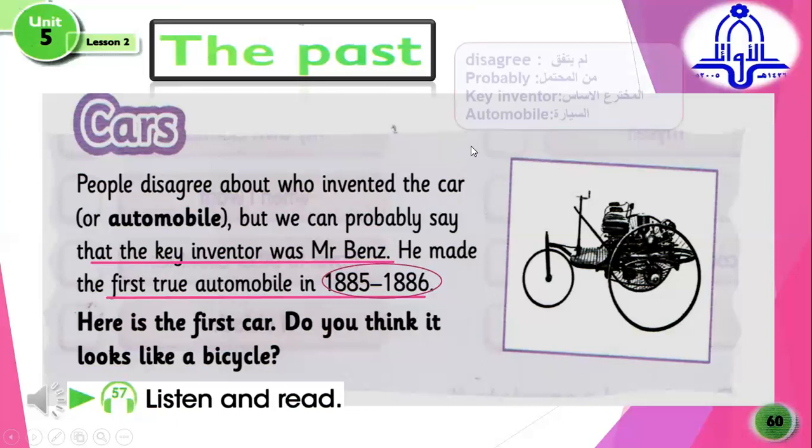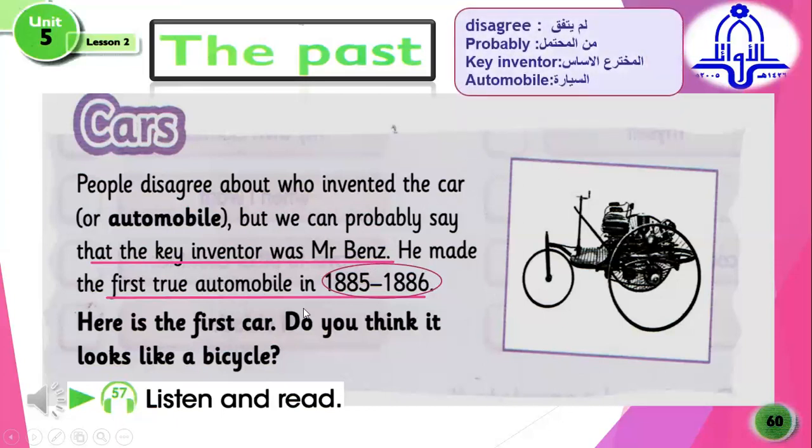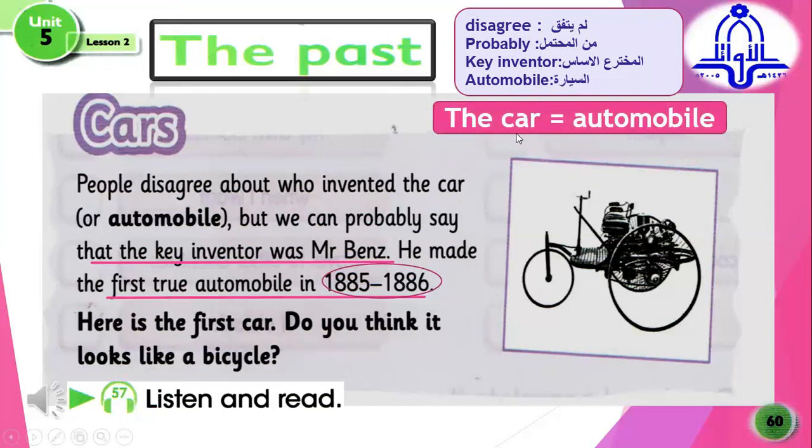So we have very important words in this paragraph. Disagree, meaning did not agree. Probably, meaning likely. Key inventor, the main inventor. Automobile, the car. And also the car. There is another word for a car, automobile. Automobile is another word for a car. The word automobile is the second name for the car.